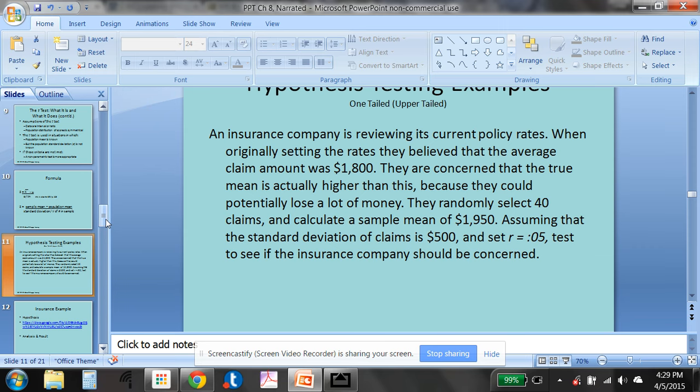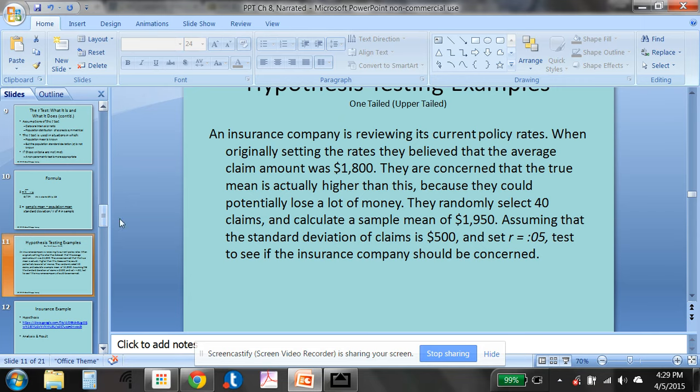So this says assume the standard deviation of claims is $500 and set R. Remember R, the critical value. We want the 95% confidence. So we want a 5% chance that we're going to get those results just by chance, or a 5% likelihood we're going to get these results by chance.